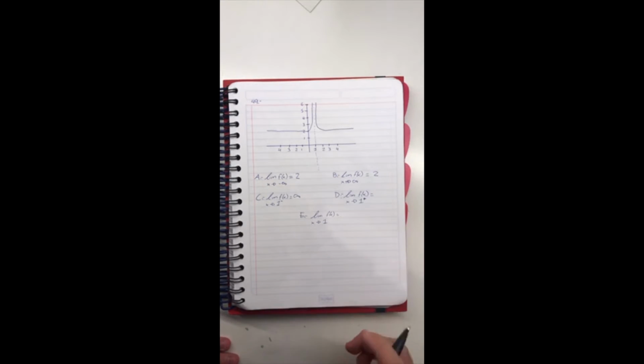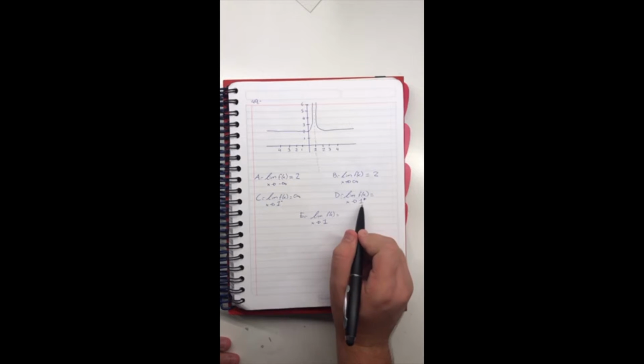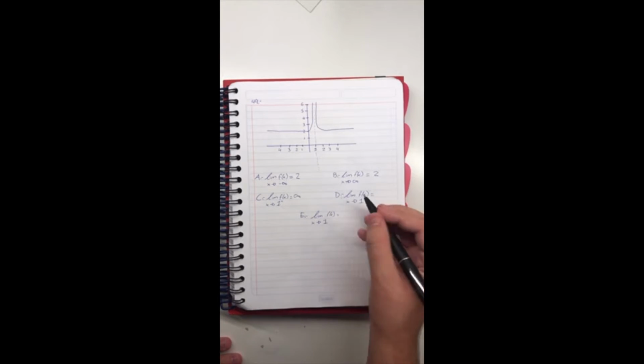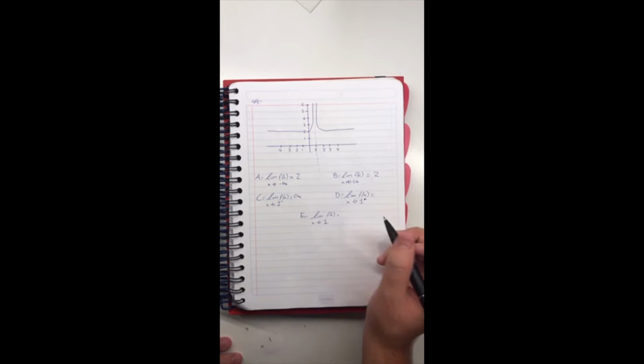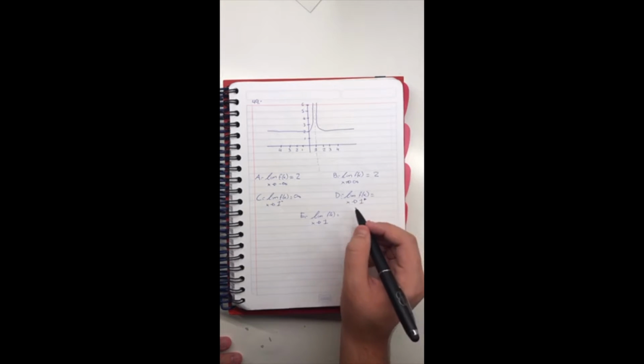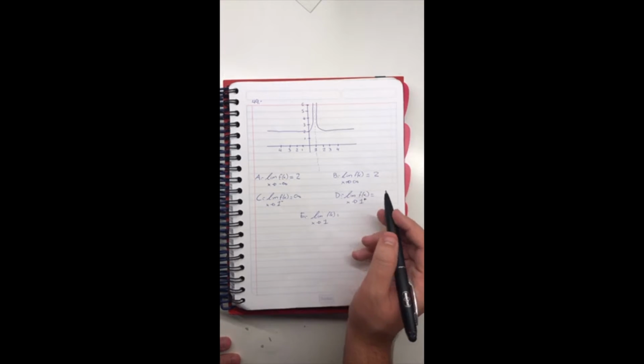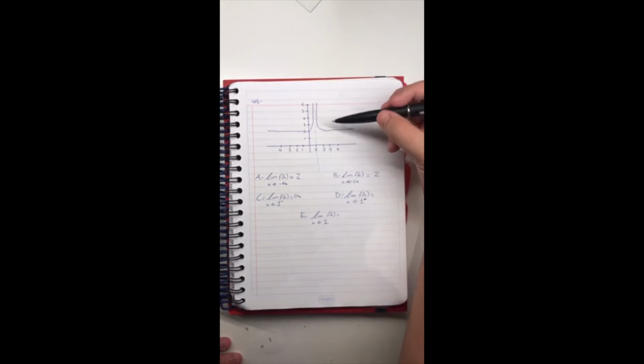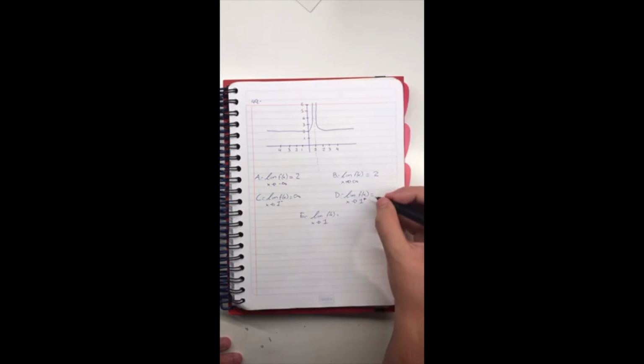And letter D, we have to approach the number 1 from the right side, since it has a positive sign. So limit of f of x as x approaches 1 from the right side, it's the same, positive infinity.